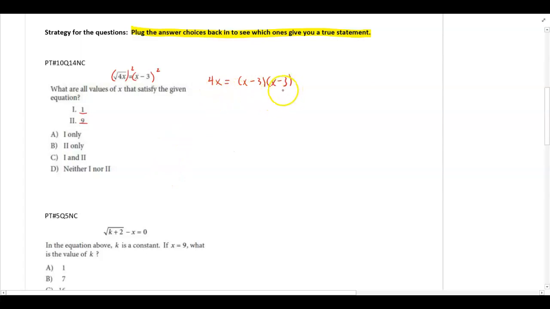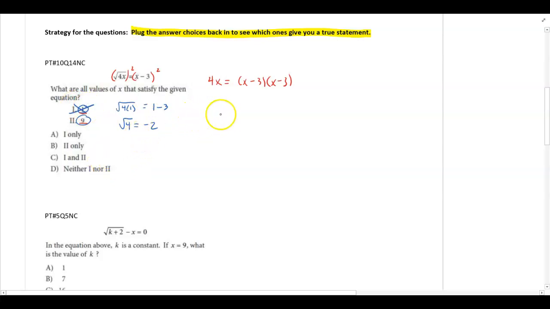It's not that it's hard, but the easier approach to this problem would be to take each of these answer choices and plug them in. So I'm going to take 1 and plug it in. The square root of 4 times 1, does that equal 1 minus 3? Well, that gives me the square root of 4 equals negative 2. Is that true or false? That is false. Therefore, that can't work.